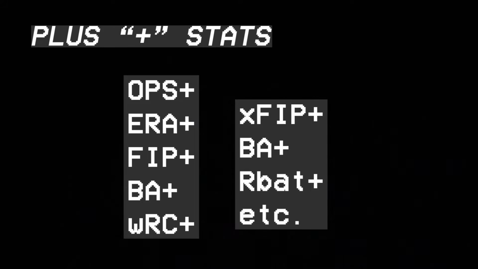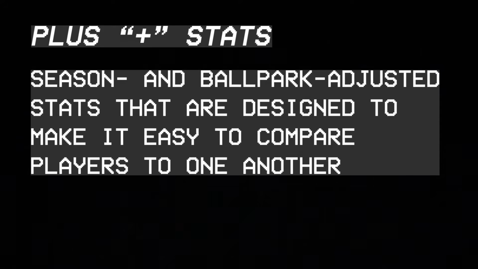Finally, let's talk about plus stats. Plus stats are season and ballpark adjusted stats that are designed to make it easy to compare players to their peers and also to historical players.